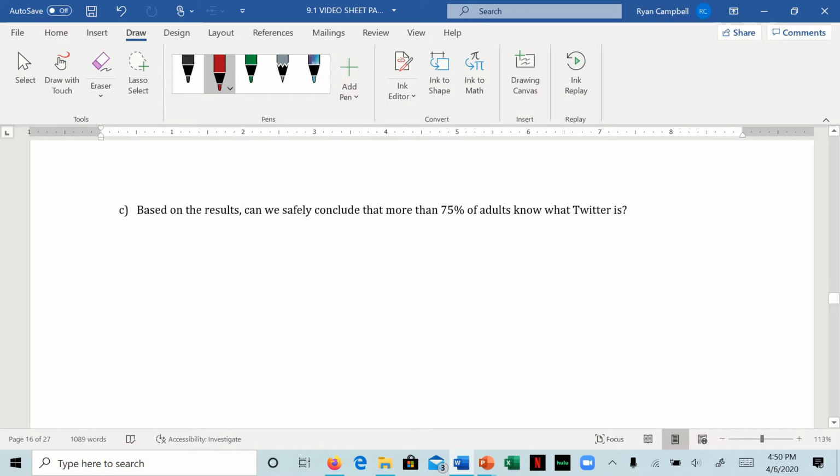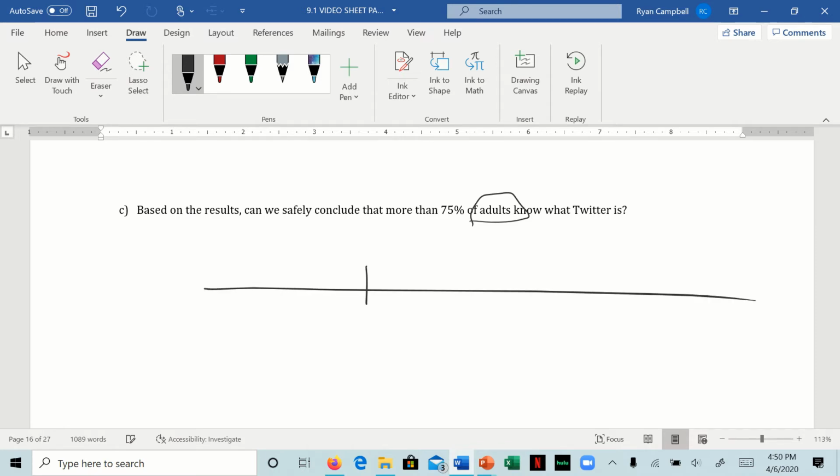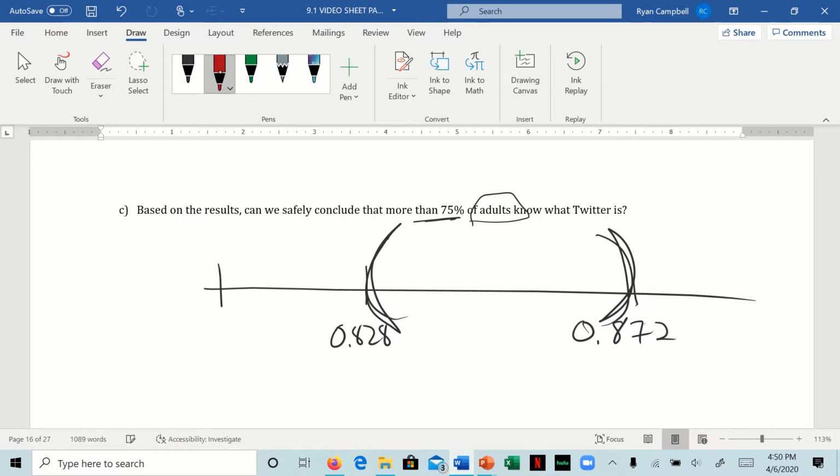So based on these results, can we safely conclude that more than 75% of adults know what Twitter is? These are all adults, not just our sample of 1,007, so we have to look at our confidence interval. Our confidence interval goes from 0.828 all the way to 0.872, right? So where's our 75%? That's going to be way down here.